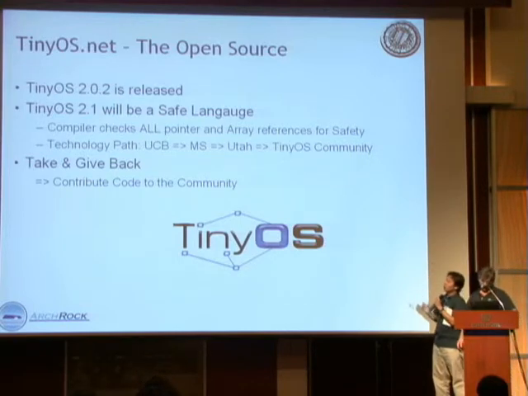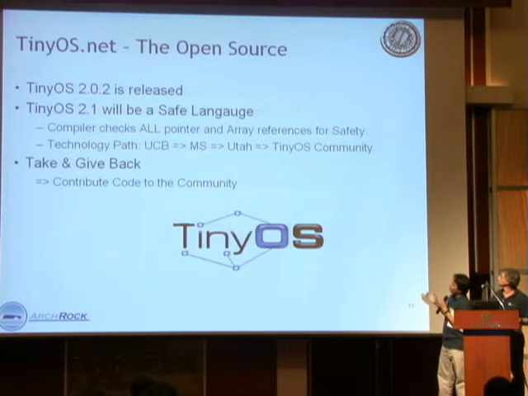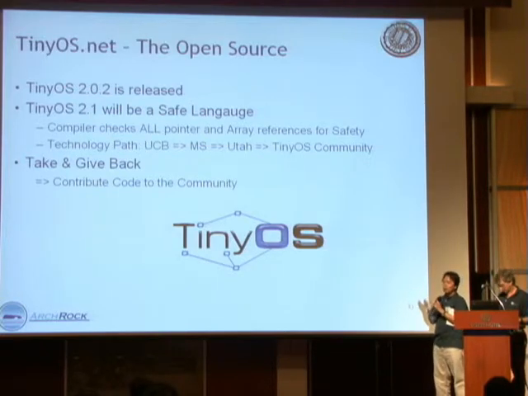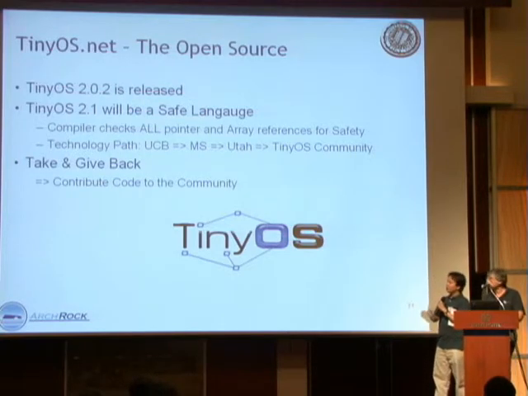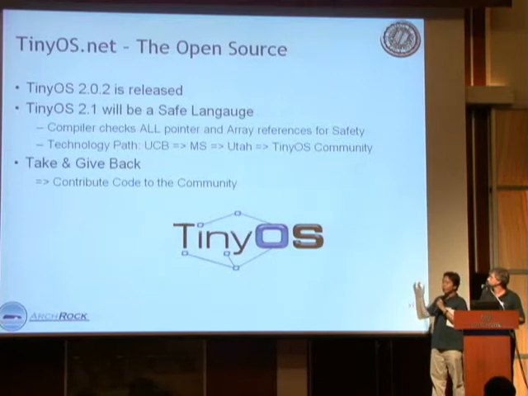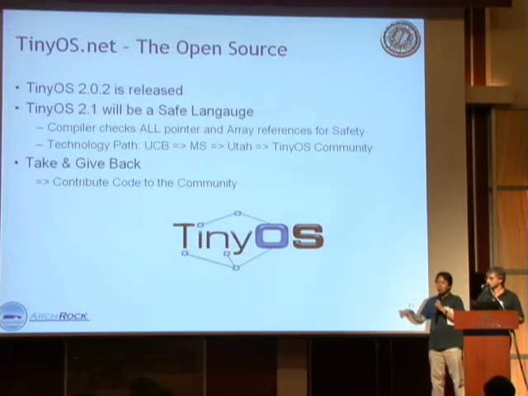마지막으로 TinyOS 오픈소스입니다. TinyOS 2.0.2가 릴리즈가 되었고 그리고 2.1이 릴리즈가 될 예정입니다. 그리고 2.1의 큰 특징으로 세이프한 랭귀지가 될 것입니다. 이 랭귀지는 유타에서 만든 코드를 가져온 것인데 이것은 커뮤니티의 코드가 오픈소스로 들어오는 좋은 예라고 할 수 있습니다. 거기서는 레퍼런스와 포인터들을 모두 체크를 해서 안정성을 보장을 합니다. 이런 세이프한 랭귀지는 지금 알기로는 최초의 세이프한 시스템입니다.